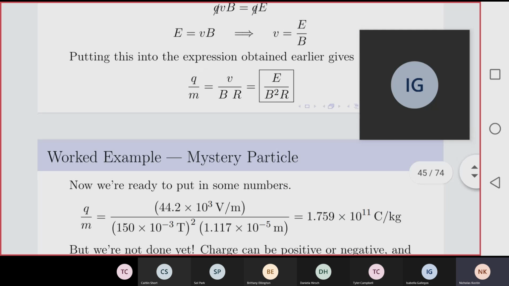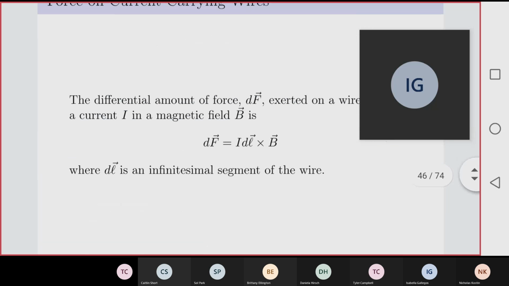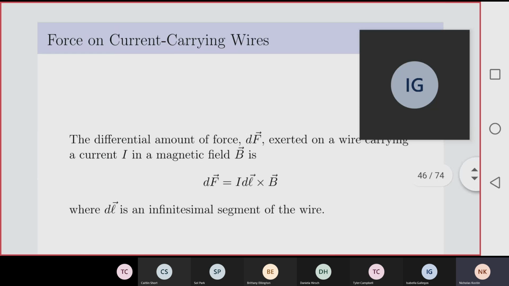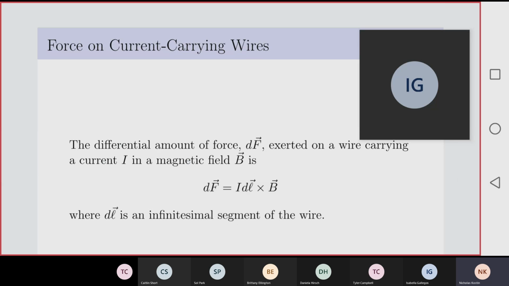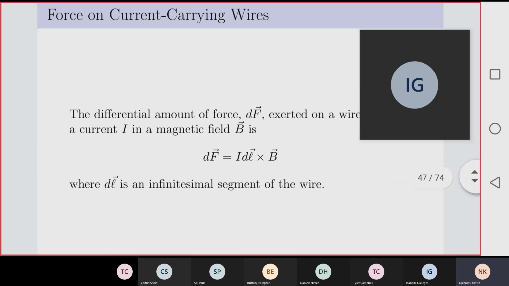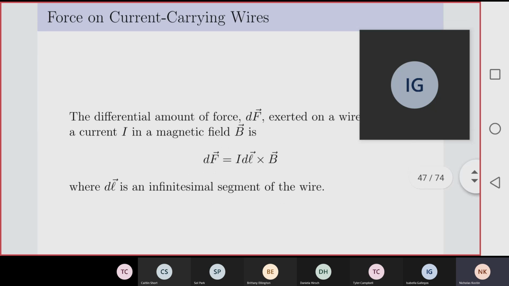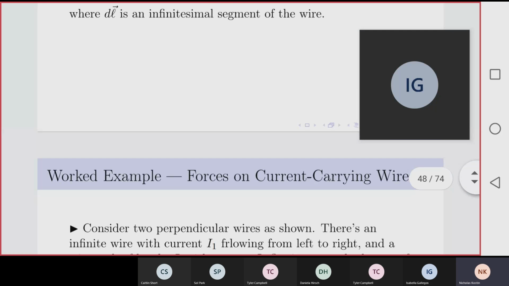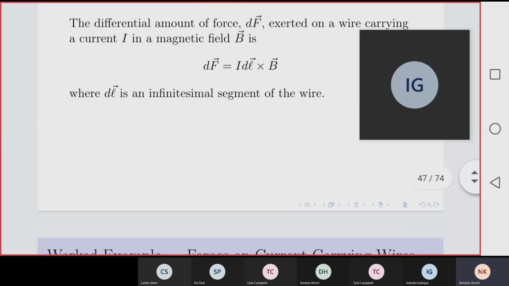Let's see here. And then the other force equation that we encountered a little bit in block 3 was the force on a current carrying wire. We have that dF, the differential amount of force, is equal to I dl cross B, where dl is just an infinitesimal segment of that wire. Let's see, this was the free response on the last exam.